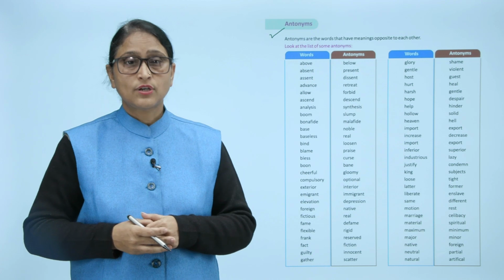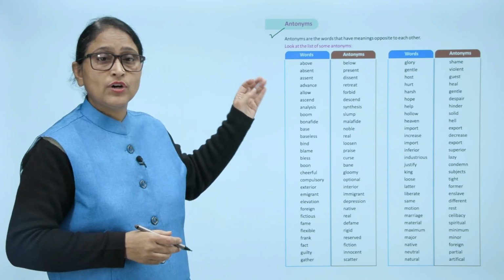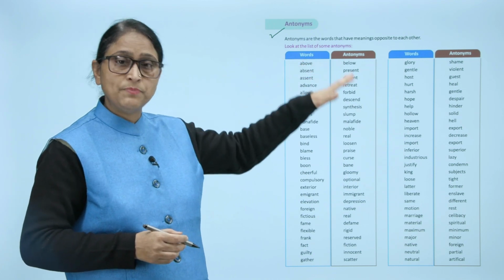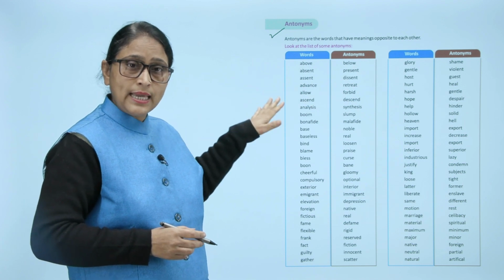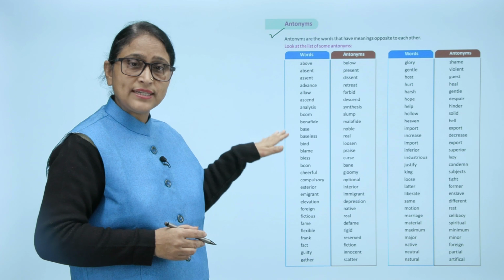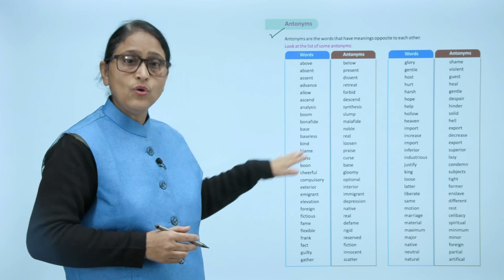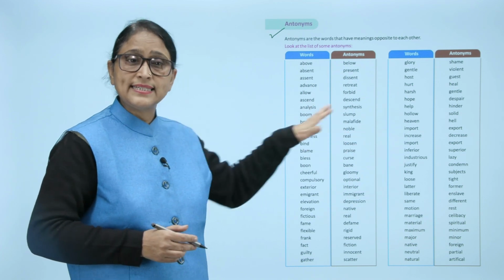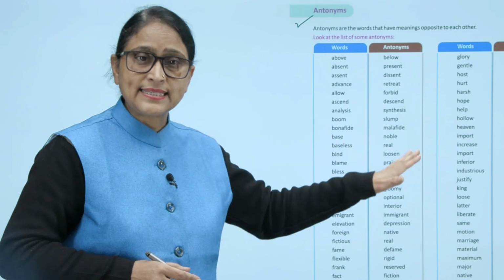Now look at the list of some antonyms. Word is above, antonym is below. Absent, present. Ascent, descent. Advance, retreat. Allow, forbid. Analysis, synthesis.